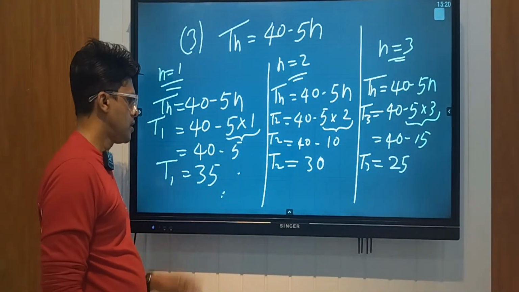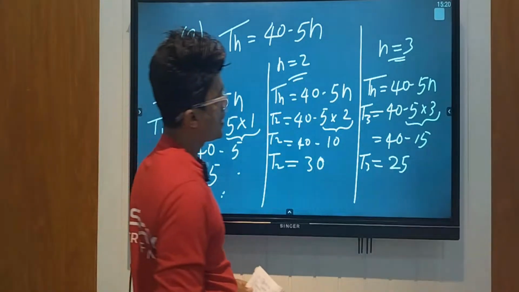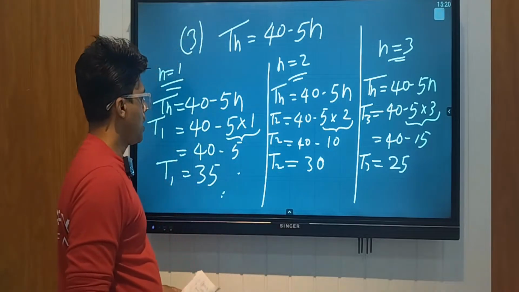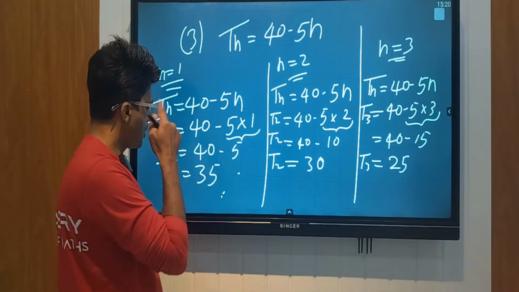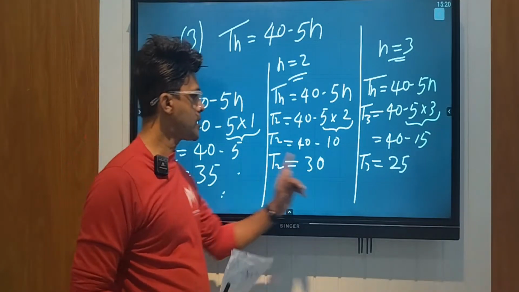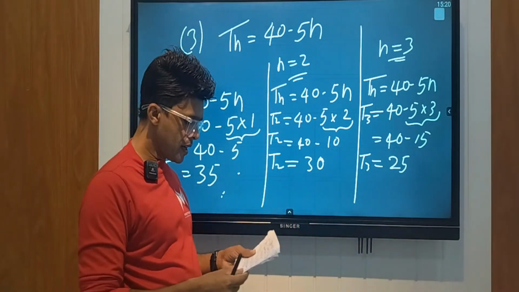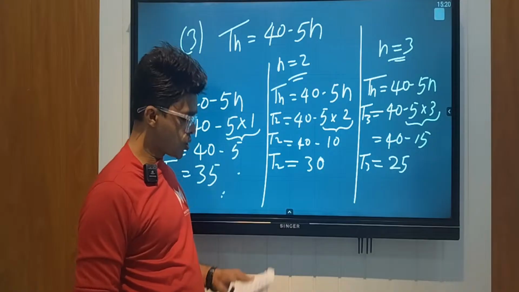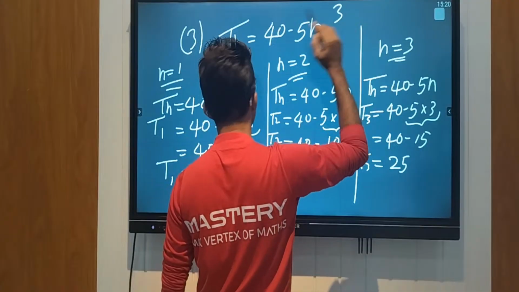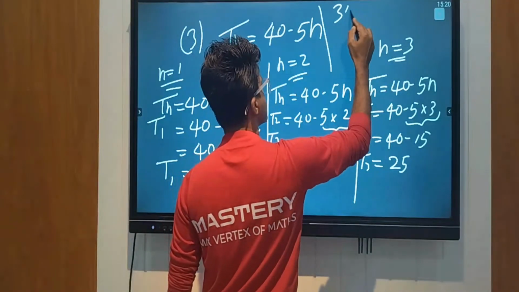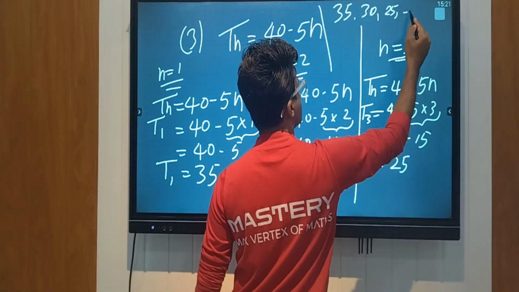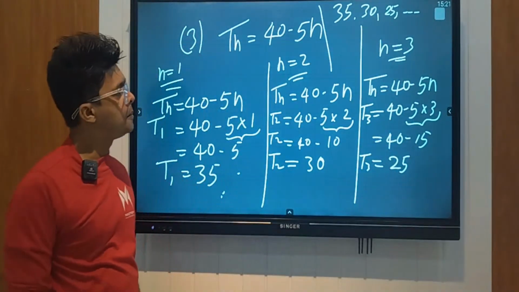So these are the terms. 40 minus 5 times 1, that is 40 minus 5, is 35. So the terms are 35, 30 and 25. These are the first 3 terms we have found. Generally, after getting these values, we write them aside: 35, 30 and 25.